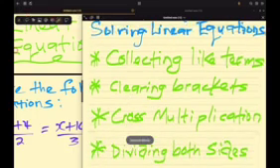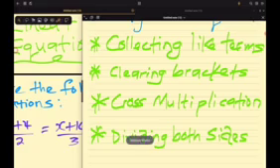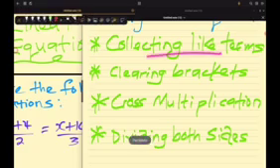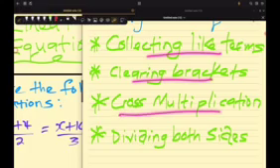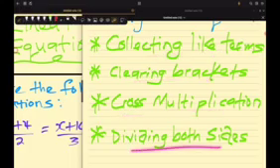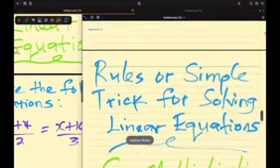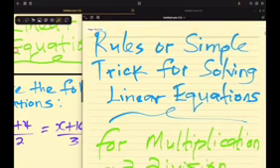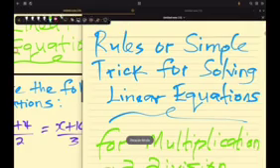So the steps are collecting like terms, clearing brackets, cross multiplication, and dividing both sides. You can go and check the past tutorials I've recorded to see a comprehensive explanation of these steps. And in a past tutorial, I also touched rules or a simple trick for solving linear equations.